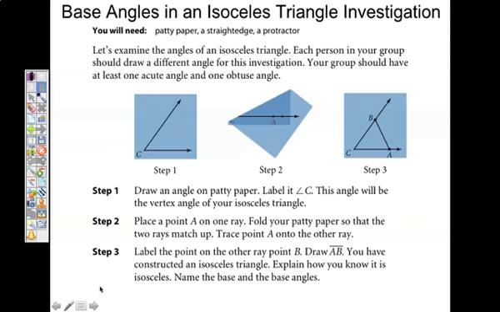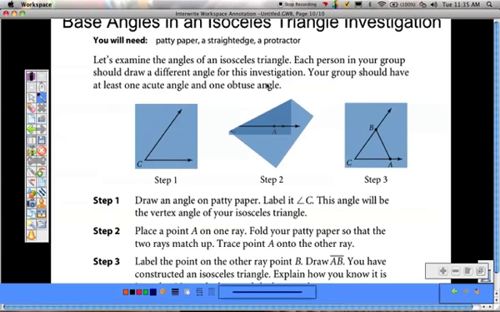We're going to do an investigation in class with patty paper. We're going to draw an angle, we're going to fold it so it matches onto itself. Copy that point, unfold it, and call that point B right here. So we did that. Explain how we know it's isosceles. Well, we folded it on top of itself, so we know this is a mirror image of this right here.